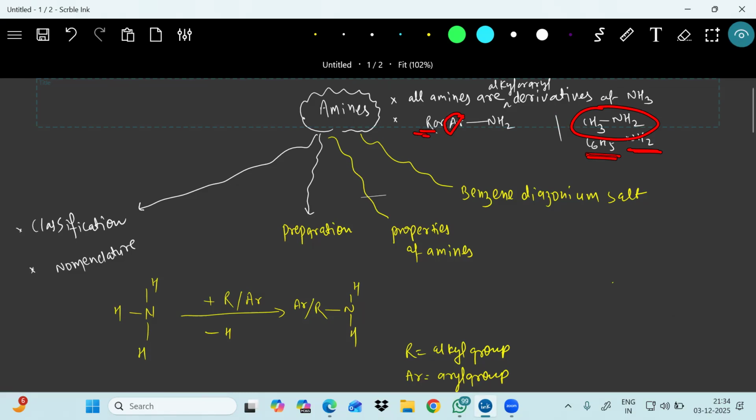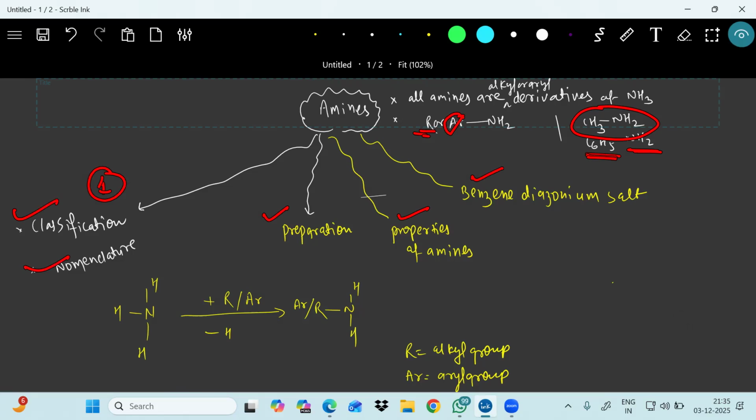In this amines chapter, I have distributed the topics. In the first slot, we will try to finish the classification and the nomenclature. In the second slot, we'll do the methods of preparation. In the third slot, we will do the properties of amines. And in the fourth slot, we will do benzene diazonium salt. This is a separate compound, we will see it there.